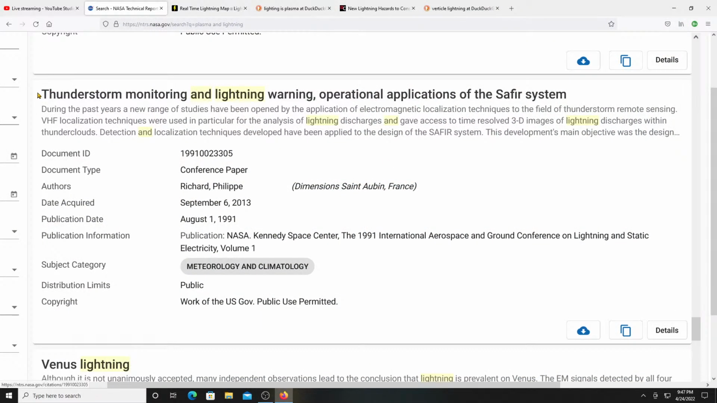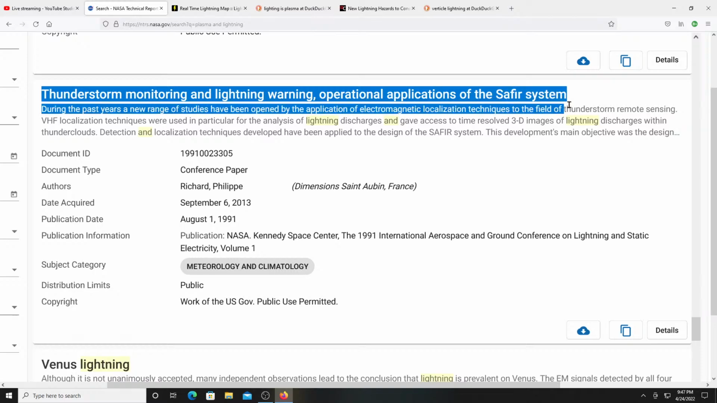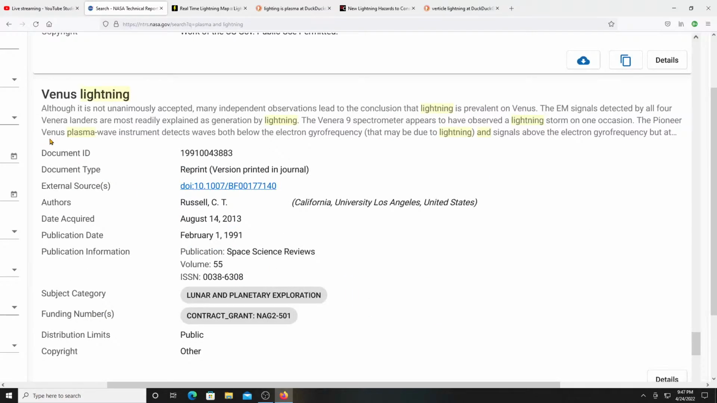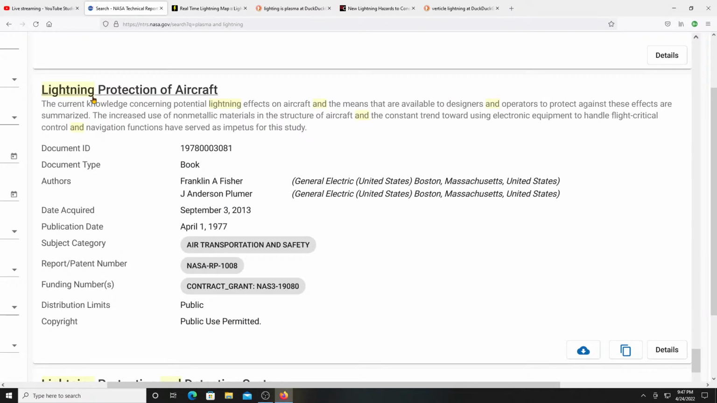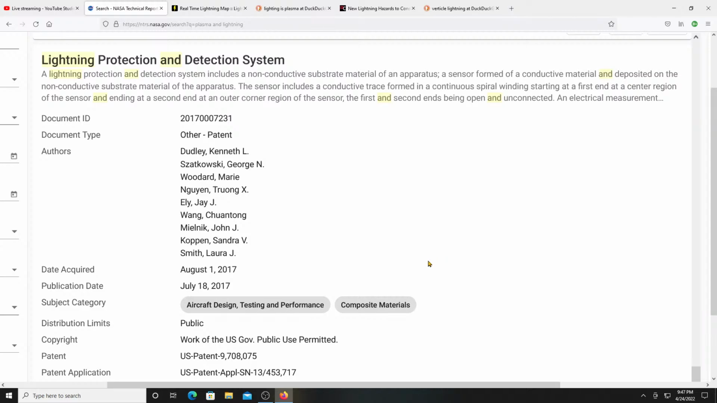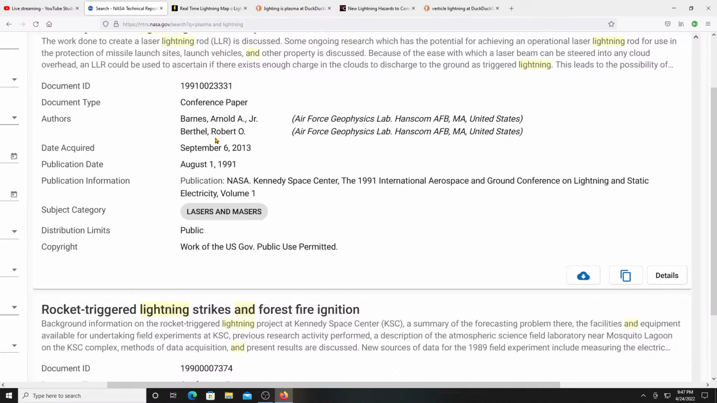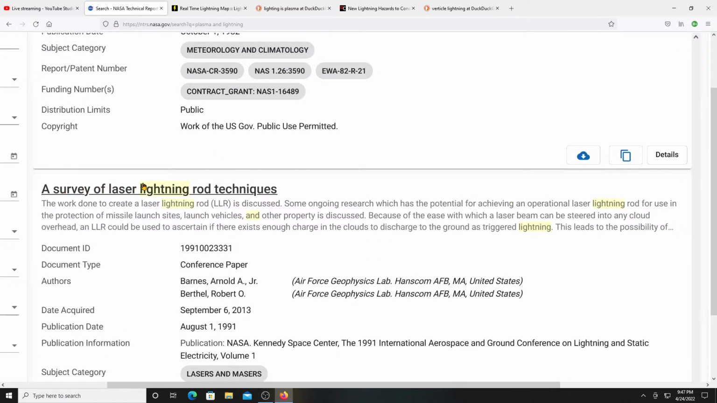That's exactly right. Thunderstorm monitoring and lightning warning operational applications. Look at that. Venus lightning. They're really interesting. Lightning protection of the aircrafts. A survey of laser lightning rod techniques.